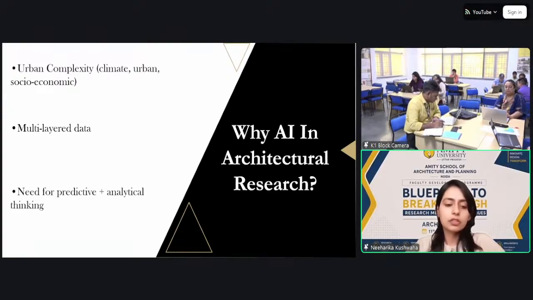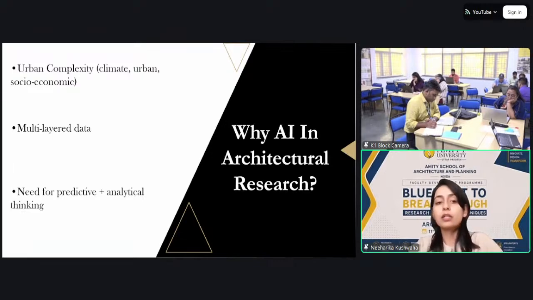Starting with the three major reasons why AI is important in architectural research, the first one being urban complexity. Cities today face interconnected challenges, from housing to climate change, mobility, infrastructure, socioeconomic inequality. They are not just social or urban issues, but there is n number of data that is available for you to input and understand and recognize your own patterns of how the urban complexity of a city or an area is working. That's where AI can help you.